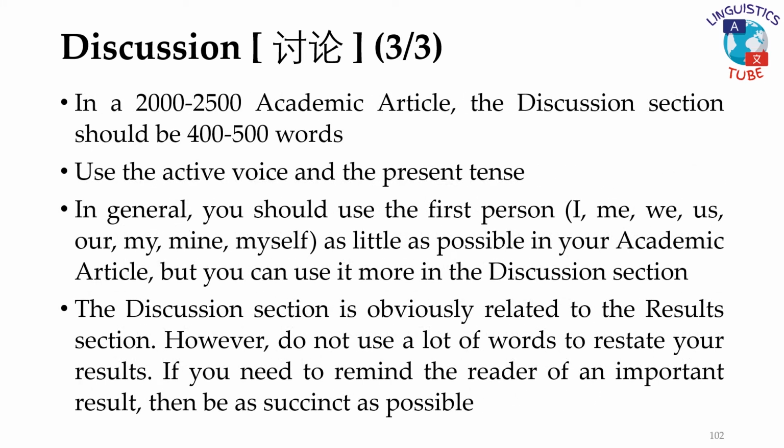Regarding the length, I recommend that your discussion section should be 400 to 500 words in a typical undergraduate academic article. In terms of language, I suggest you mostly use the active voice and the present tense. You should use the active voice in this section because the active voice shows that the ideas and opinions are yours. In other words, by using I and we, you claim ownership of your ideas. This is why, even though the convention is to minimize the use of the first person in academic articles, you can certainly use it more in the discussion section than any other section.